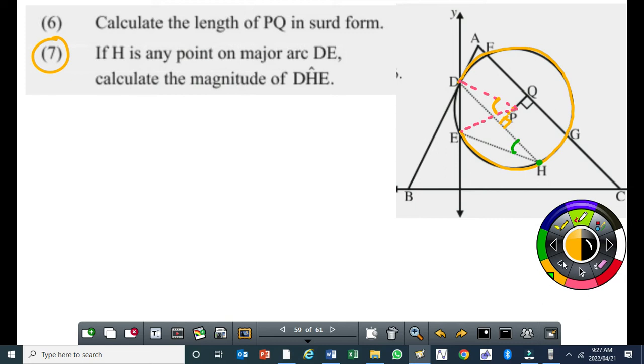So it means that you have to join those two, and you have to calculate this angle here. But that angle you can only calculate using the cosine rule. So that will be an excellent way of calculating the angle. But I'm not going to do it that way.